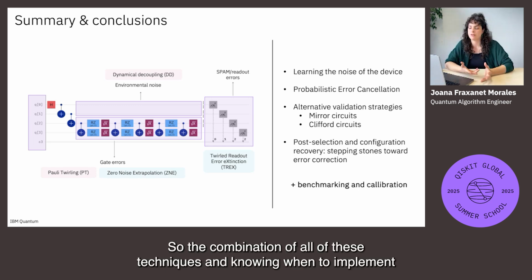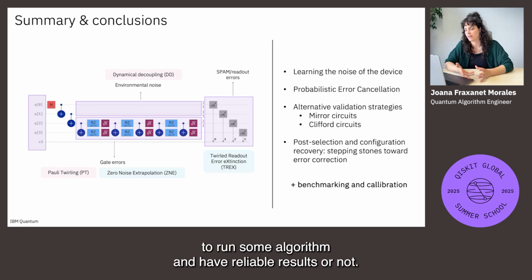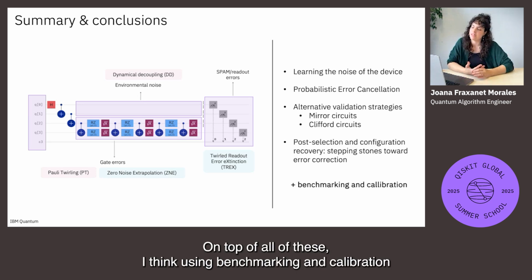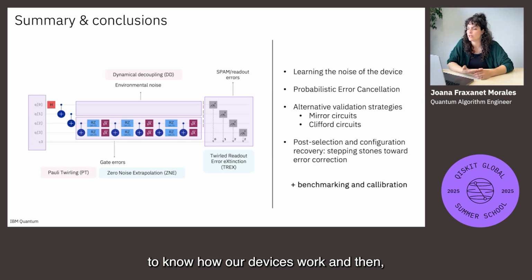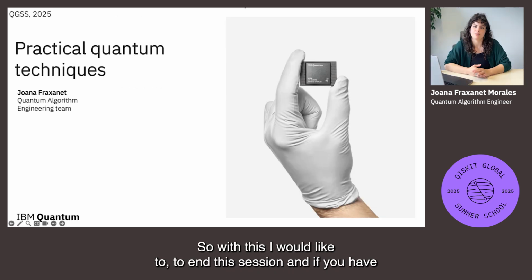So the combination of all of these techniques and knowing when to implement which one can really be the difference between being able to run some algorithm and have reliable results or not. On top of all of this, I think using benchmarking and calibration to know how our devices work and then run circuits in the best possible way, this is also super relevant, and you're going to see some sessions discussing this.